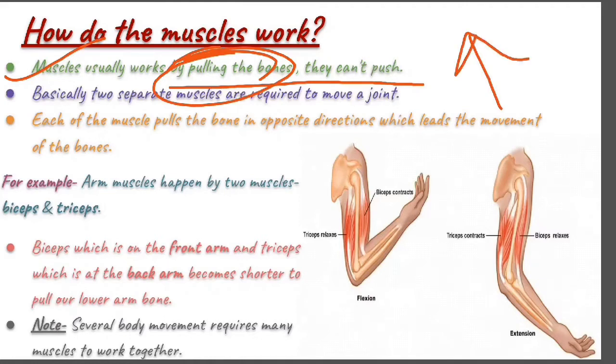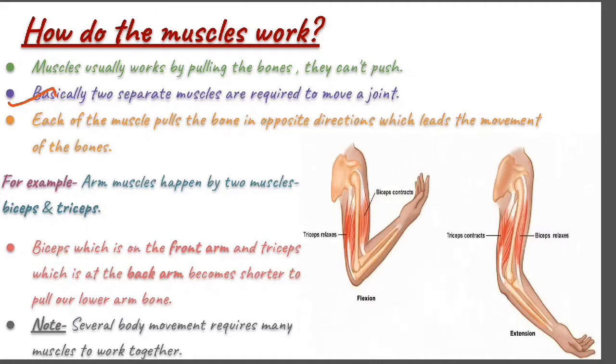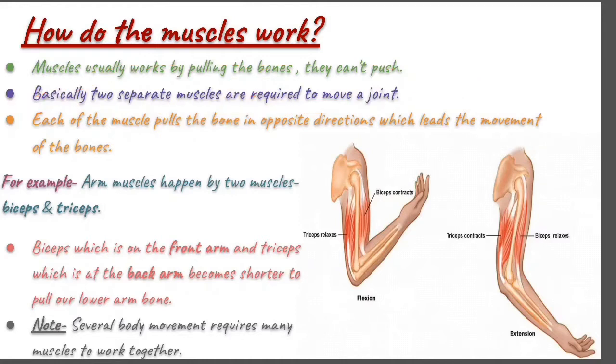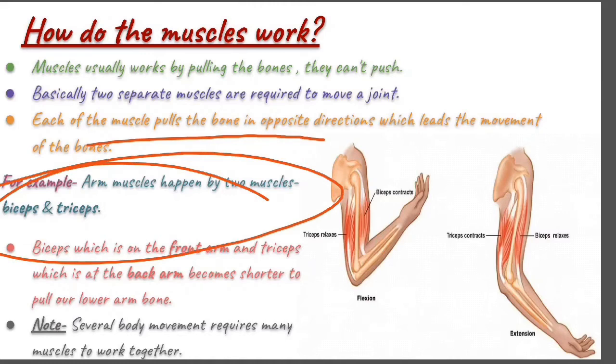If it works in one way only, then if a muscle opens, it will remain open, and if it closes, it will remain closed. That doesn't happen, because we require two separate muscles for the movement to happen in a smooth manner. So two muscles are simultaneously required for the smooth movement of our organs. Each muscle pulls the bones in the opposite direction, which leads to the movement of the bones.